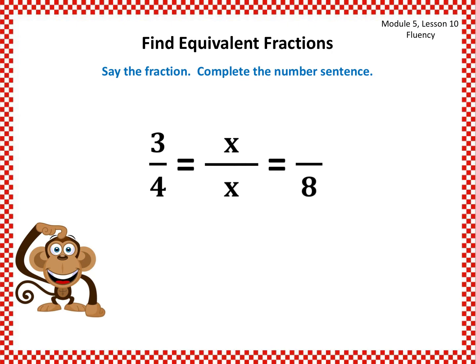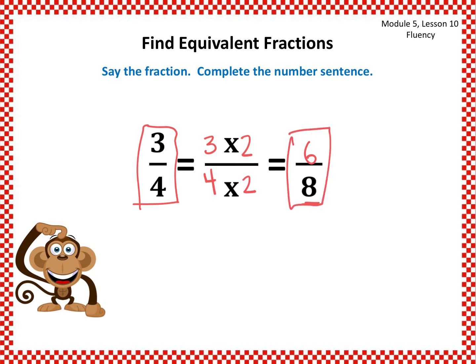Alrighty, we're going to start with 3 fourths, and because we started with 3 fourths, I am going to write that in right away. 3 fourths times something. Well, on my denominator, I see that 4 times something has to equal 8. And I know that 4 times 2 equals 8, so I need to multiply by 2 in the numerator as well. So 3 times 2 equals 6. So I know that 3 fourths and 6 eighths are equivalent fractions.